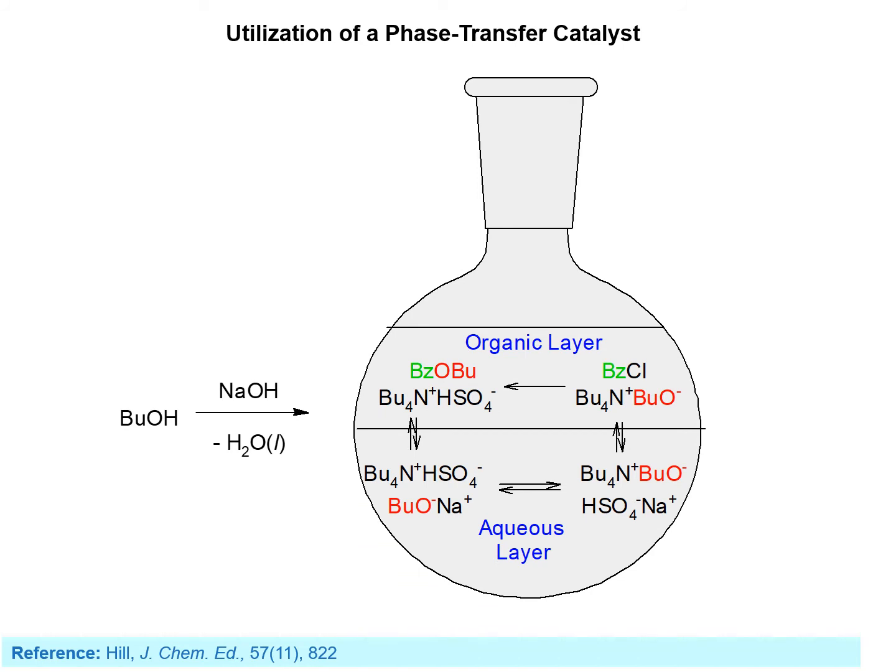Hill showed you could take butanol, react it with sodium hydroxide, and form the sodium butoxide intermediate. With a phase transfer catalyst, such as tetrabutylammonium hydrogen sulfate, the tetrabutylammonium will bind to your alkoxide and pull it up into the organic layer, where your benzyl chloride or your alkyl halide can react via an SN2, yielding your desired product. So this is a nice way to take your polar alkoxides and pull them up into the organic layer to generate product.